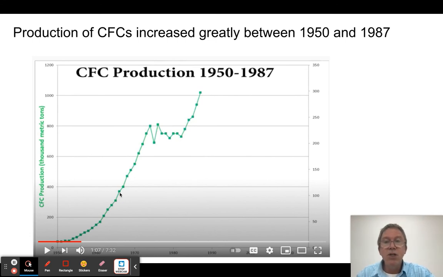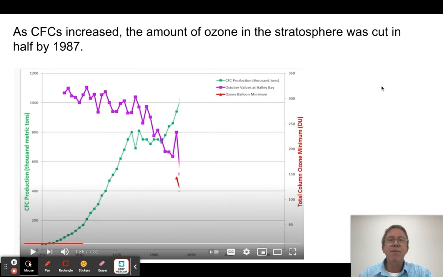We started generating CFCs back in the 50s. And as this went up, watch what happened. By 1987, we finally outlawed them. Man, we were generating so much of them. Now look what happened in the same time period as these were going up: the amount of ozone was coming down, and the amount of UV light hitting the Earth was going up.